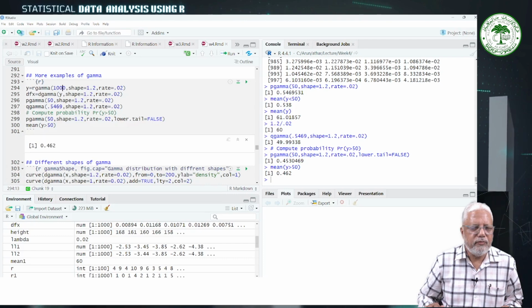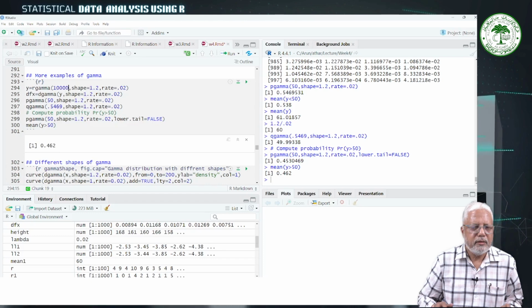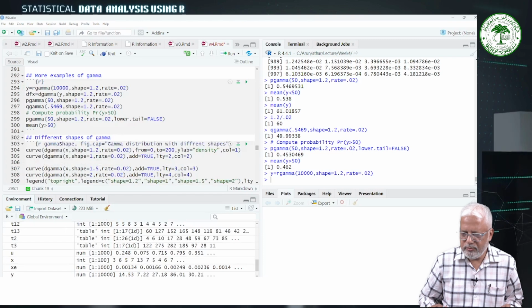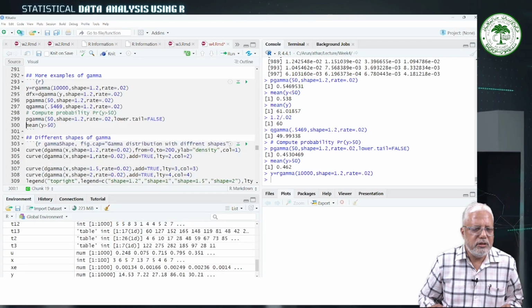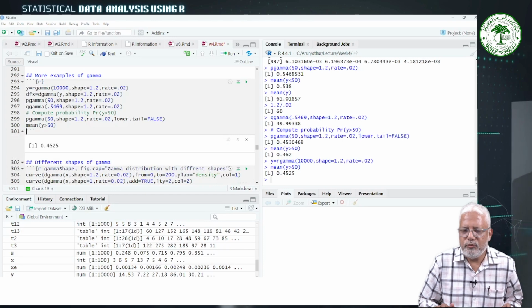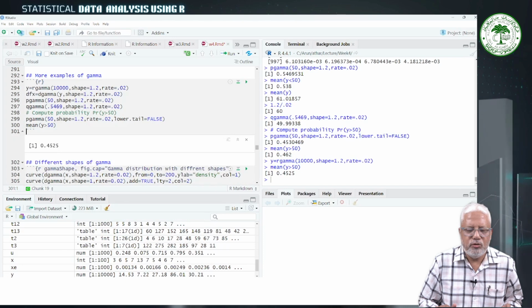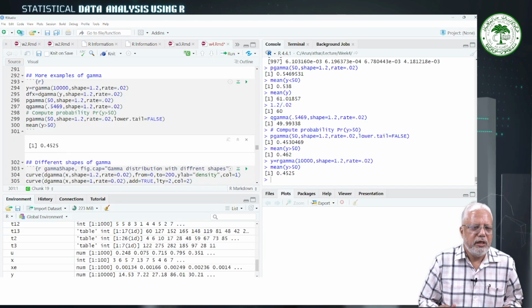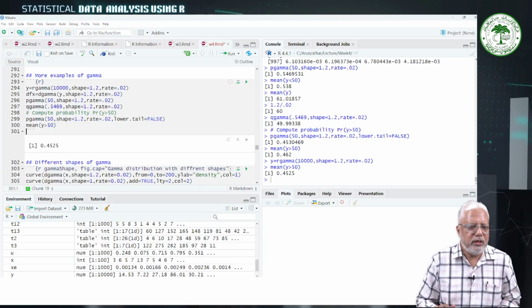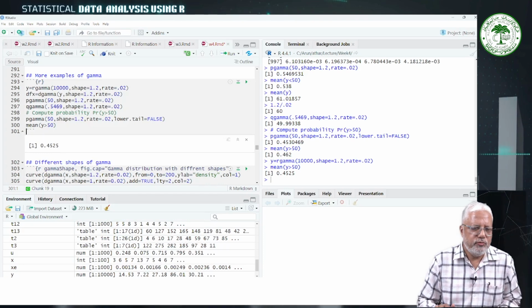Say instead of 1000, we are having 10,000 observations, then see what will be the probability. It is 0.4525 and exact is 0.453. So this way this improves. If we increase the sample size of simulation, it approaches the exact value.